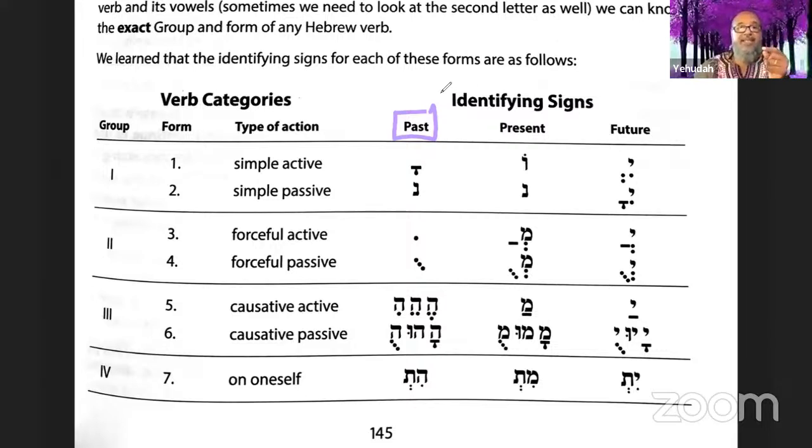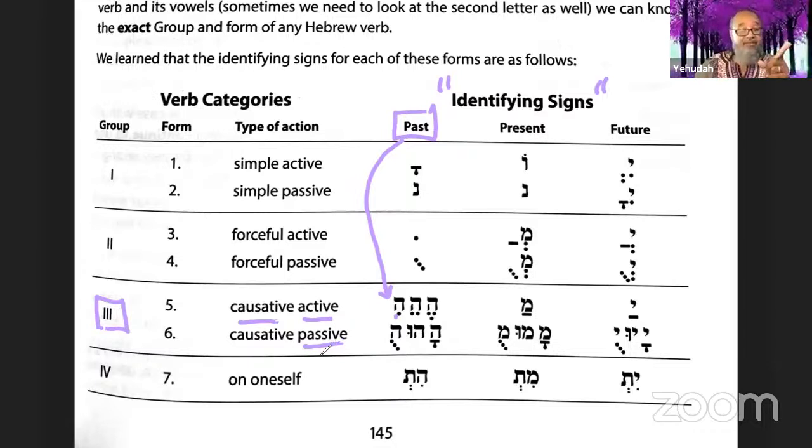Now, the last part is the identifying sign. The identifying sign is pointing us to this hey with the dot in it. And we know that that is in group number 3. Group number 3 is a causative, but there are also two different ways that this causative action can be done. It could be done actively or it could be done passively, meaning it could be done unto somebody.